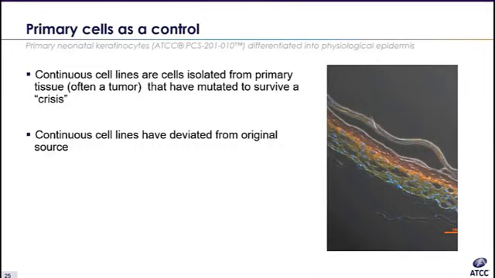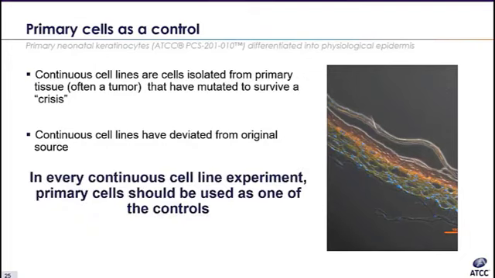As a final note regarding choice of cell model, continuous cell lines are derived from a tumor or mutated in some fashion, such that the cell has deviated from its original source. So in every experiment involving continuous cell lines, the corresponding primary cell should be run as a control. That way, if you observe a specific effect in your experiment, you can be sure the results are valid and not an artifact of the tumor or mutation. So the take home is use primary cells as controls when at all possible.